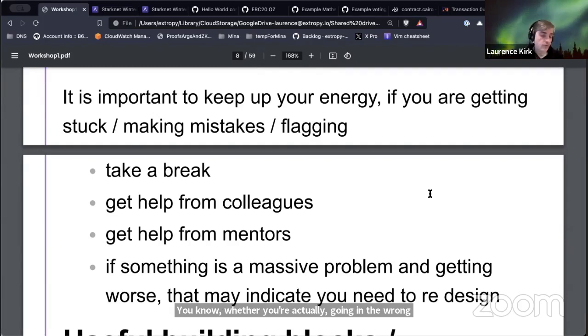That might not be the case. It may be just that you've made a typo somewhere and it's a simple fix. But either way, just things like taking a break, getting a fresh mind, getting a fresh pair of eyes on it, that will definitely help. So don't grind yourself down getting stuck on something. Just try to do things to keep up your energy.